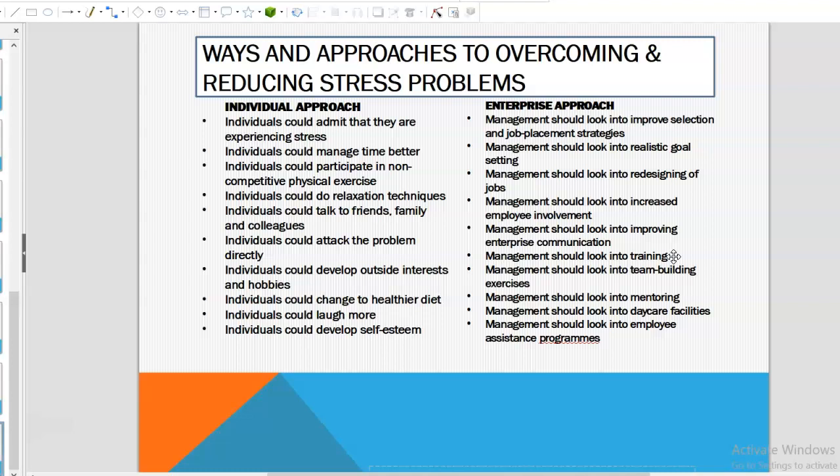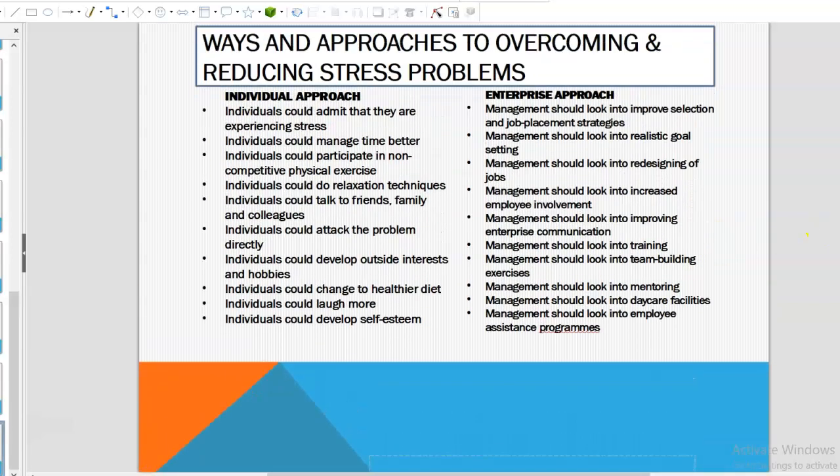Should look into mentoring and daycare facilities. Daycare facilities could be helpful, knowing that when you have a child as a female employee, your child is taken care of while you are working. The child is just nearby within the premises of the workplace. This is what we call quality of work life. It reduces stress drastically. So I do believe we have come to the end of this chapter 4.